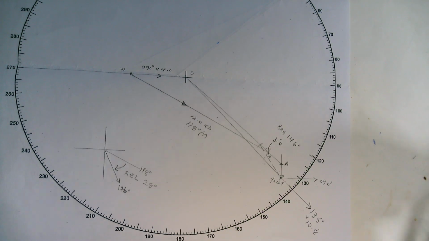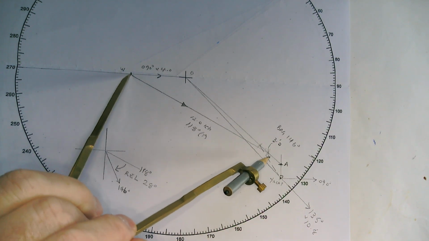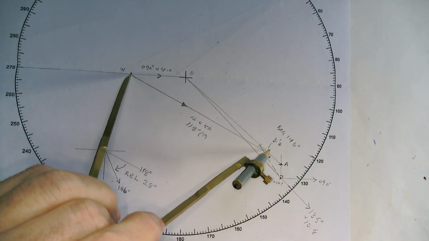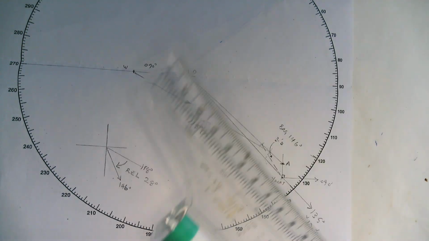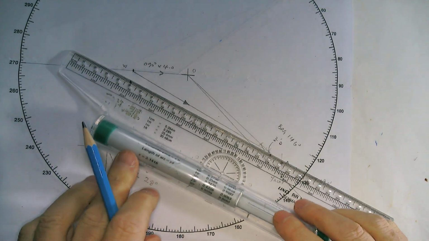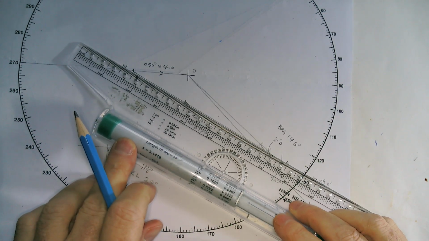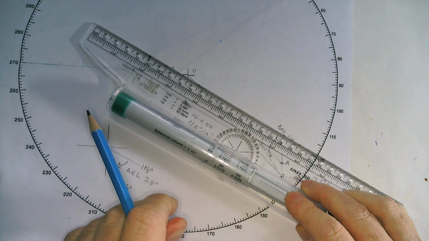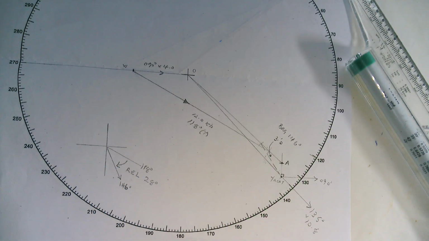Once you've done that, get your compass and, using the speed of the vessel, 12 knots, score the OA line. Get your parallel rulers and draw from W to where you've scored the line, and then go to the rose, and you can see that the course we need to steer is 118 degrees.